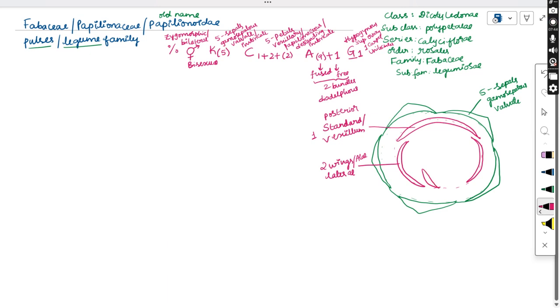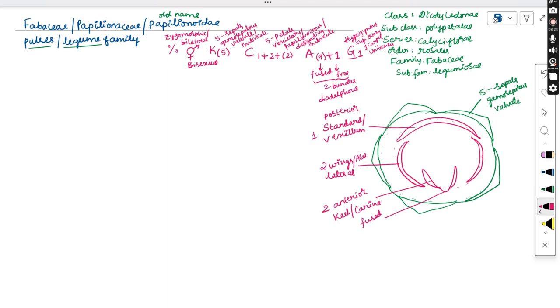And these 2 wings again are just covering the 2 more small petals which are present towards the anterior side. These are 2 anterior petals, called keel or carina. So total 5: 1 standard or vexillum, 2 wings or ala, and 2 keel petals or carina, which are in fused condition. That's why we wrote it as 1 plus 2 plus 2, and the last 2 are of the fused condition. So either they are completely fused or partially fused.